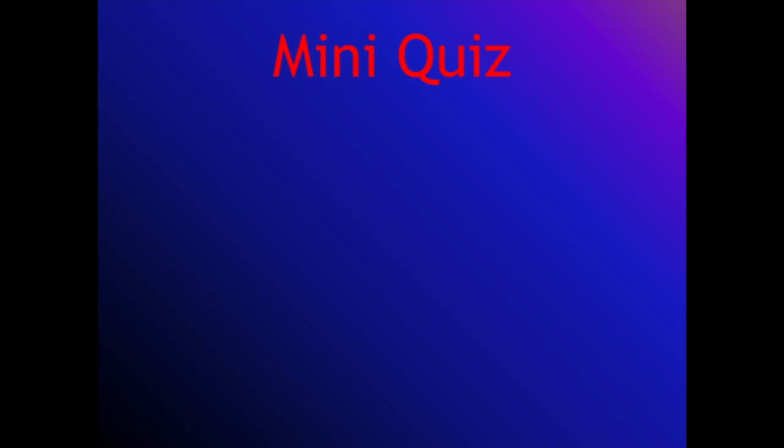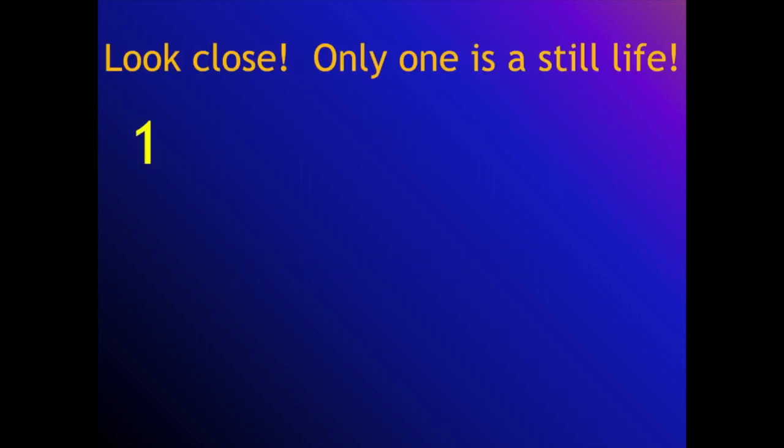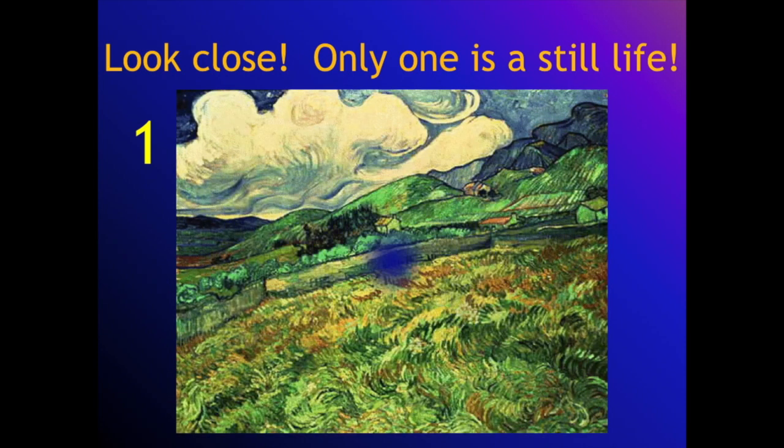Okay, let's take what we've learned and see if you can identify a still life. Here we go. Time for a mini quiz. Look at the next 4 paintings, and you decide which one is a still life. Look close. Only one of these will be. Here's picture number 1. I'm going to give you a couple seconds to take a look at this. Yeah, we see some grass and mountains and clouds. This was a painting done by Vincent van Gogh. I want you to think, is it a still life?